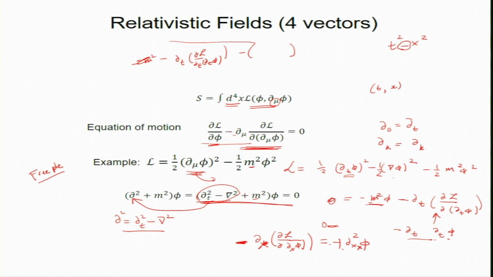Of course, this is a free particle, but then we need to put in interactions. Once you put in interactions, it will become phi 4 theory. You might have heard of phi 4 theory, phi 6 theory. So there will be interactions.